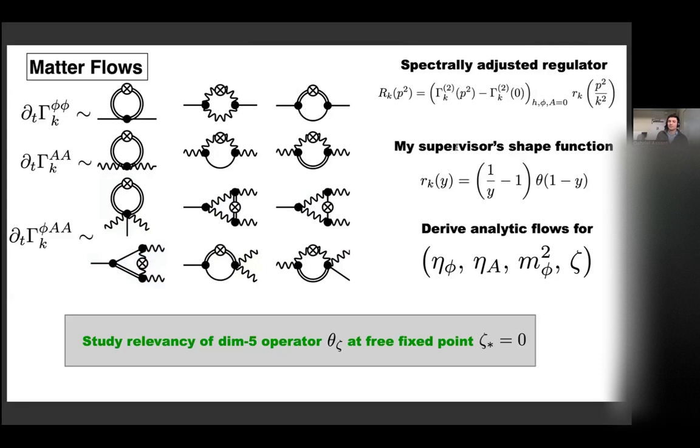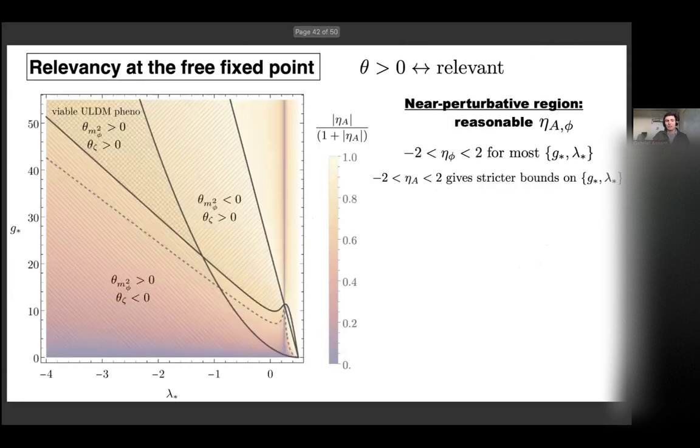So, very quickly, what the actual setup is: we have regulators. They're adjusted to the tensor structures of the momenta in each propagator. I'm using a litim shape function, and we're deriving analytic flows for the anomalous dimensions of the scalar and gauge field, of the dark matter mass, and of the zeta coupling. Again, I remind that the main goal is to study the relevancy of the dimension 5 operator at the free fixed point. So now I come to results. Very good.